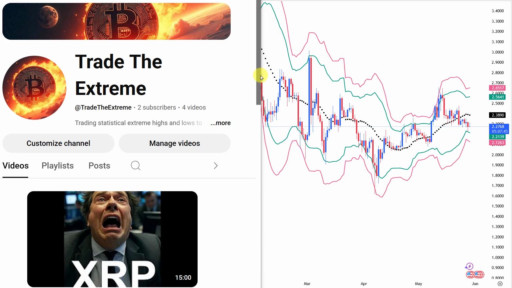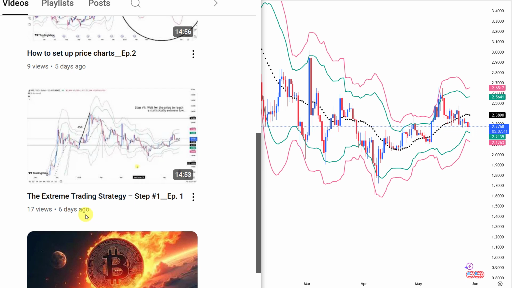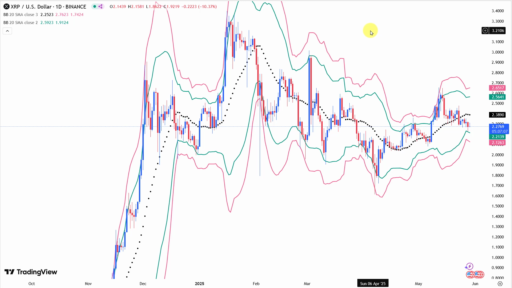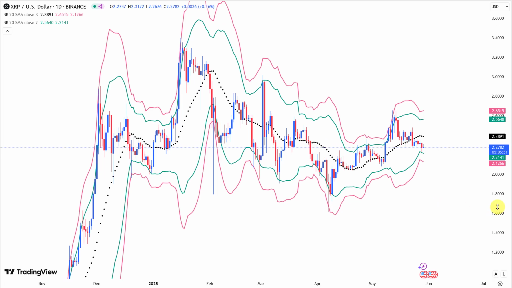In episode 1, I explained step 1 of the extreme trading strategy. Step 1 had to do with waiting for the price to hit statistical extremes on larger time frame intervals. Here's an example on XRP against the US dollar. You can see how the daily chart hit -3 standard deviations.